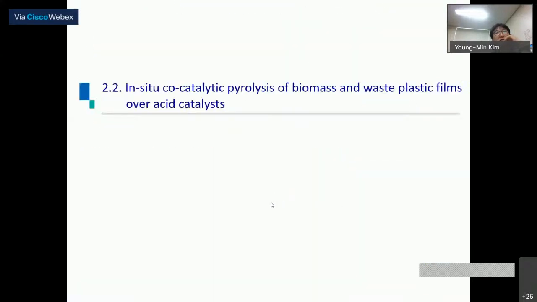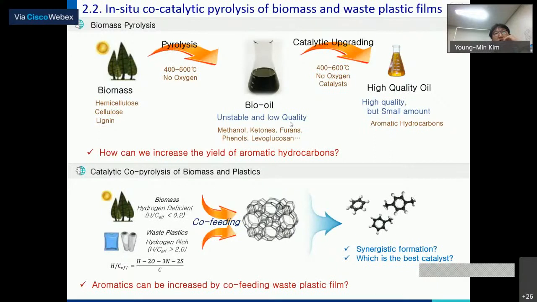I am also interested in catalytic co-pyrolysis. The problem of biomass catalytic pyrolysis is that the target product yield is still low, and the coke amount is very high compared to other hydrogen-sufficient feedstocks, such as waste plastics. The problem of catalytic pyrolysis is the hydrogen deficiency. So if we mix in waste plastics, the large amount of hydrogen in the plastic can act as a hydrogen donor to the system. So the yield of aromatics can be additionally increased compared to the single catalytic reaction of biomass.